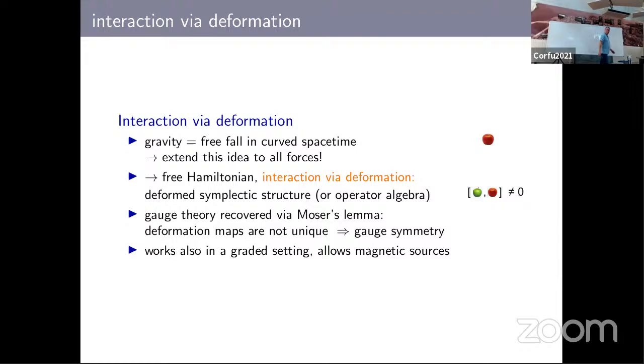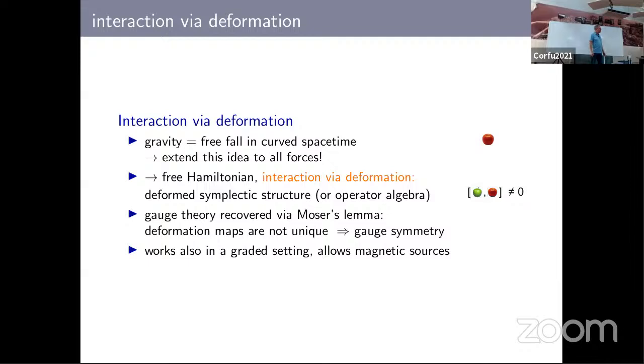All right, so what's this idea about interaction via deformation? Well, gravity is very elegant. We can just think of gravitational forces as being a free fall, but in a curved spacetime. And it would be great to extend this idea also to the other forces. But a priori, it's not obvious at all how to do it. But clearly, if it's free fall, then we should maybe start with a free Hamiltonian and then introduce the interaction by a deformation of the symplectic structure or Poisson structures, or in quantum mechanics of the canonical commutation relations. That's, of course, very closely related to using covariant momenta, but it's not identical, I would say.